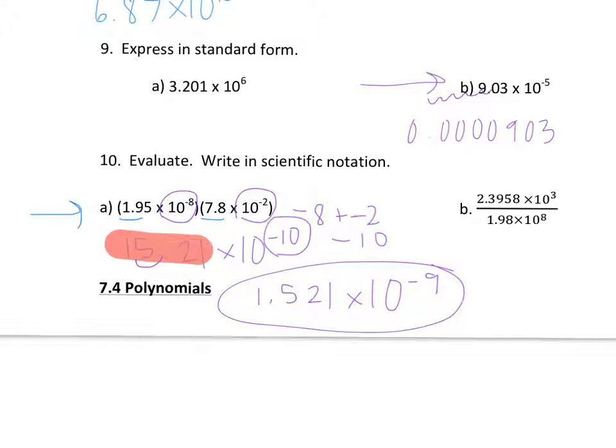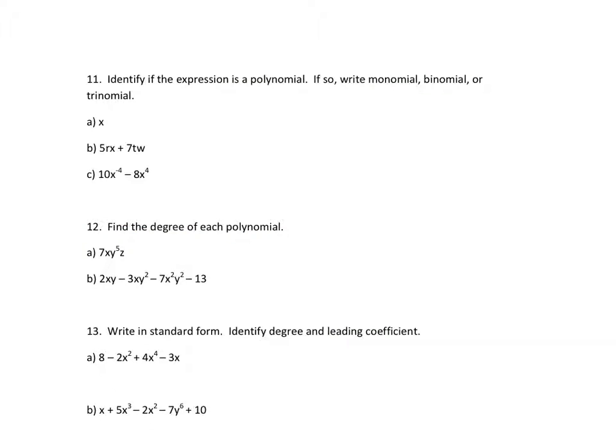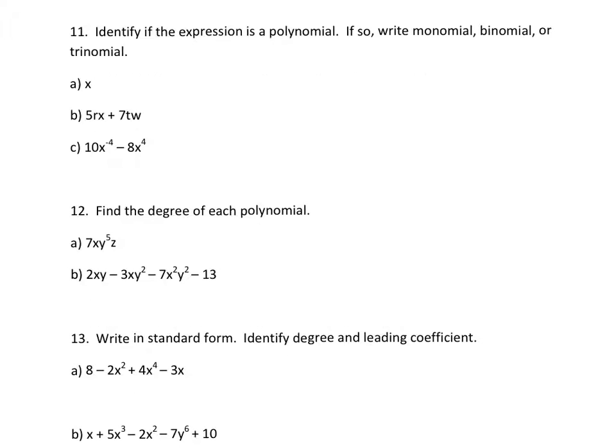Now let's take a look at 7.4 polynomials. So 7.4 begins with question 11, and if we look at part B, it says identify if the expression is a polynomial. If so, write monomial, binomial, or trinomial. So if we look at part B, I notice that they don't have any negative exponents, no division by a variable. So I do have a polynomial, and I see 1 and 2 terms. So this would be a polynomial, and if I were to classify it, it would be a binomial, again because that has 2 terms.